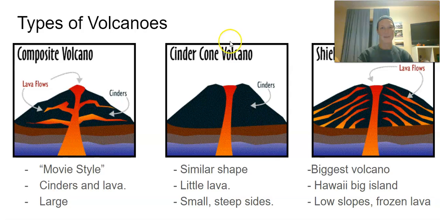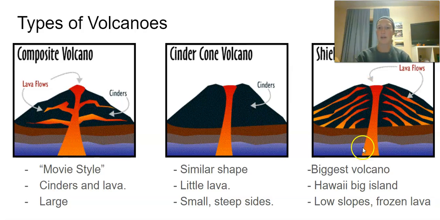The one I like, though, my favorite, is the cinder cone volcano. It doesn't have any of these side vents. It just has the one main vent. It's really small, with kind of steep sides. It's going to have a similar shape to the composite, but a lot smaller.